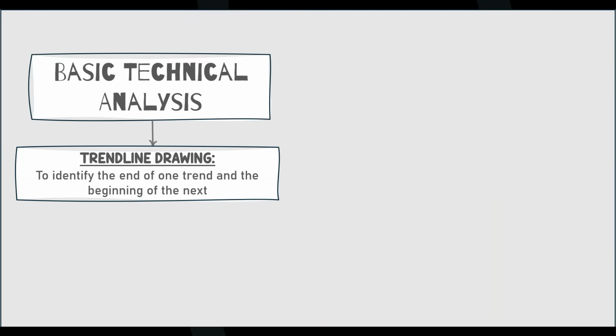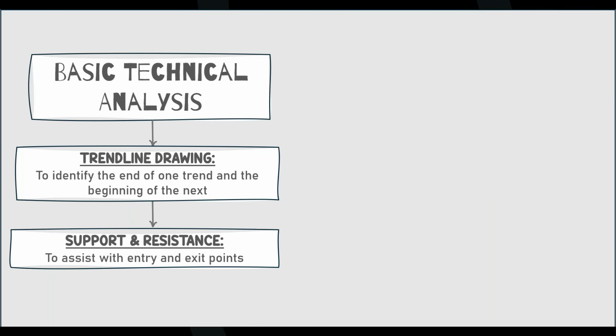I hope I didn't ramble too much with these, but this is now the final part where I'm just going to kind of tell you what basic technical analysis is, recapping on everything. So basic technical analysis is about trend line drawing in order for you to identify the end of the trend or the beginning of the next. And your support and resistance is to assist you with entry and exit points.